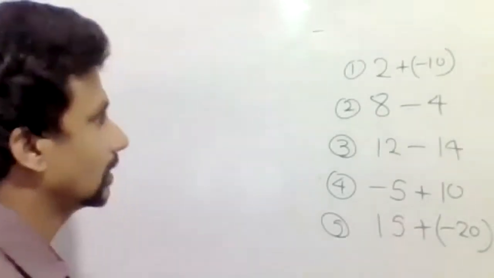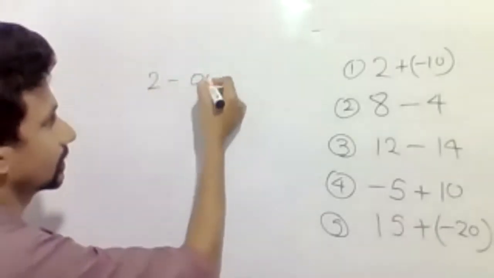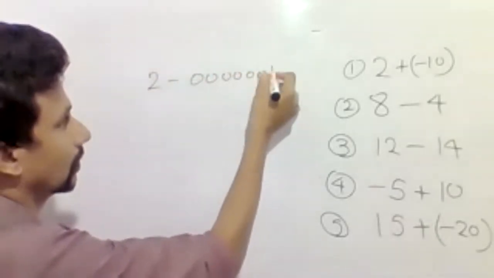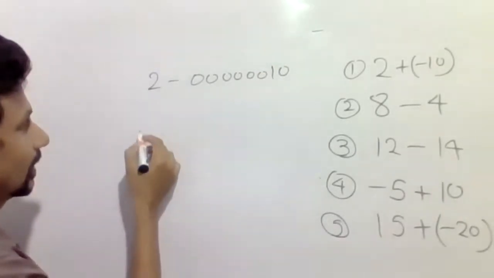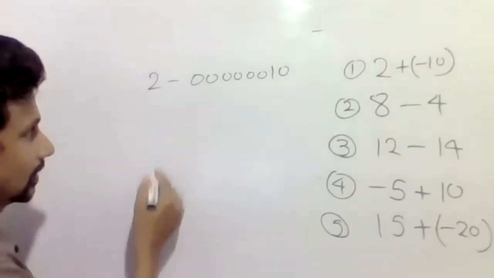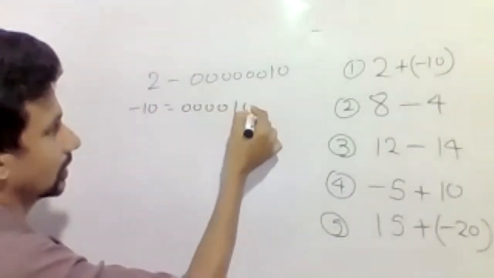I'll take the first one. 2 plus minus 10. So 2 you can write 10. Minus 10, I write it here. 0 0 0 0 1 0 1 0.